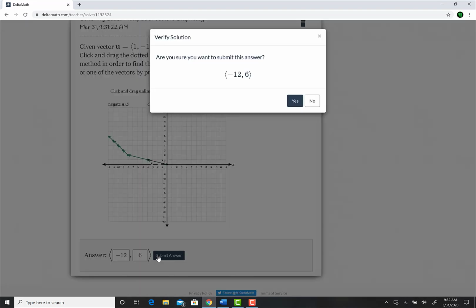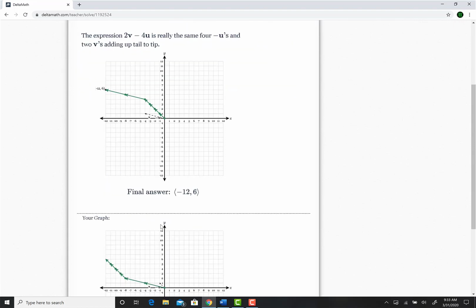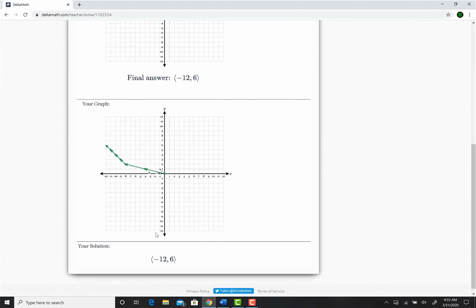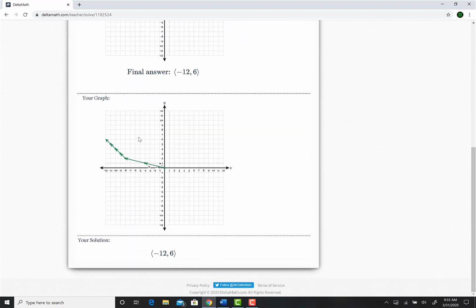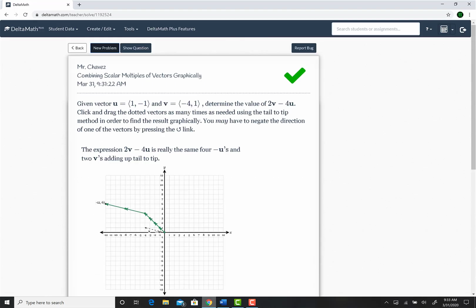And I'm going to click submit. I'm going to put yes. It looks like they did the u's first and then they added the v's. That's fine. We got the same answer, as you can see. So here's our graph, here's their graph. It's really the same: negative u's and 2v's adding up tail to tip. I like mine better, but it's okay. There it is, guys. And hopefully you see that this is not that bad. It's pretty easy. And let's see if we can get this show on the road.